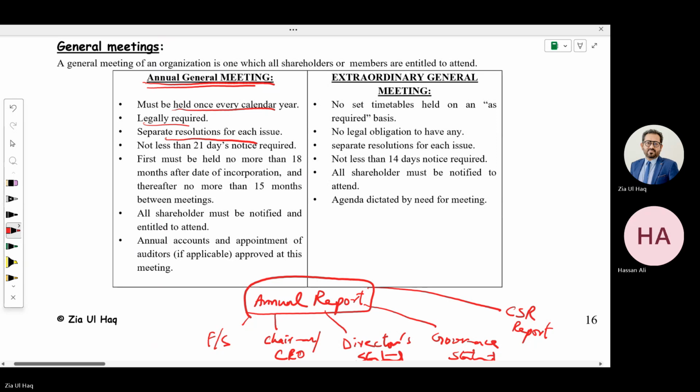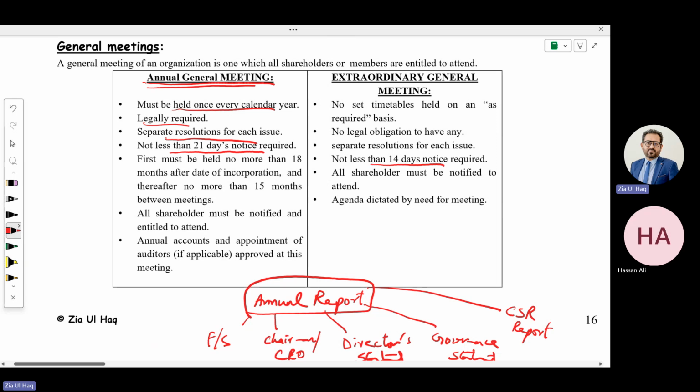And before conducting the AGM, they need to send an invitation, meaning the notice period of the AGM, to the shareholders, and that notice period should be 21 days before the AGM. Meaning 21 days' notice before the AGM is required. While for an EGM, the notice period required is 14 days before the meeting.